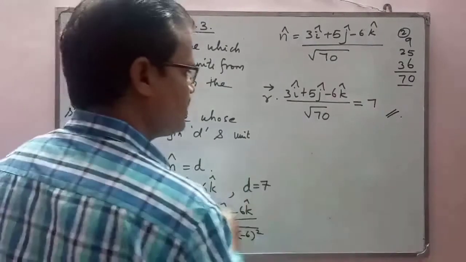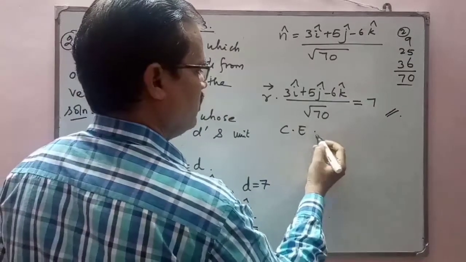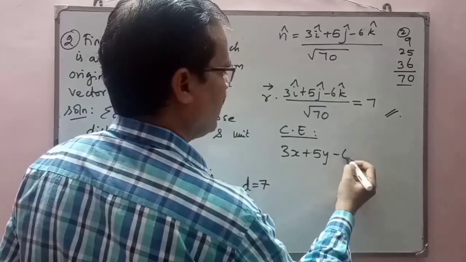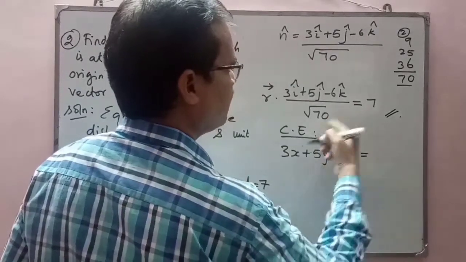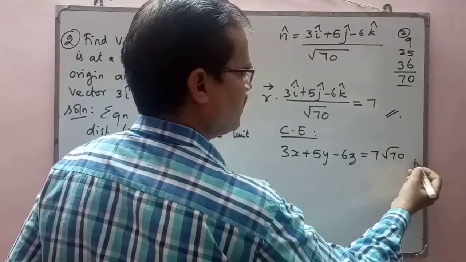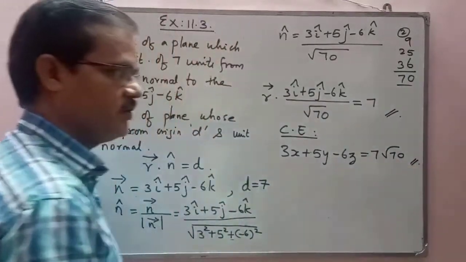If the Cartesian equation is asked, you can write 3x plus 5y minus 6z equals 7 root 70. You can take this root 70 on the other side. This is the Cartesian equation of the same form.